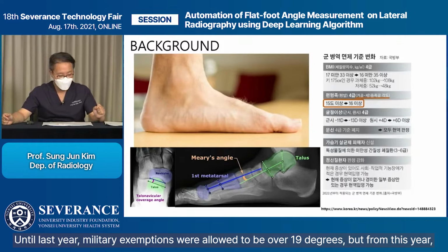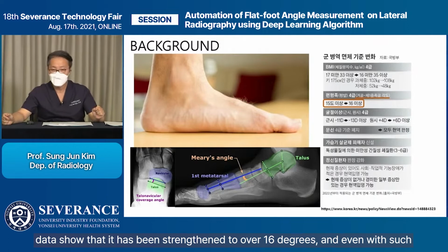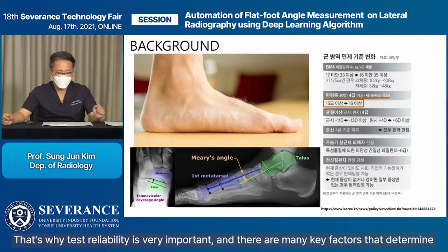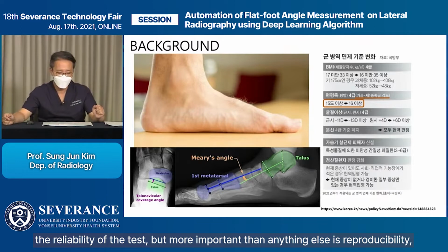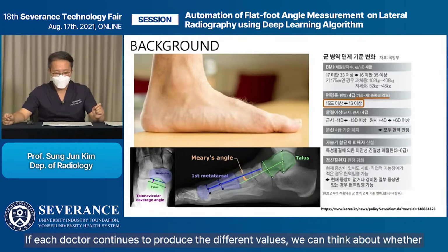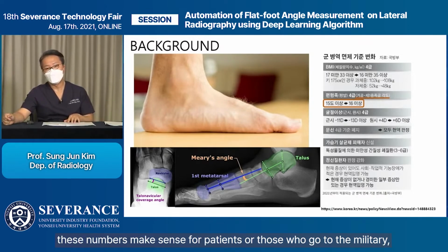Until last year, military exemptions were allowed for angles over 19 degrees, but from this year, data show it has been strengthened to over 16 degrees. Even with such a small difference, military exemptions are determined. That's why test reliability is very important, and there are many key factors that determine the reliability of the test. But more important than anything else is reproducibility, which means there should be no different results every time you measure it. If each doctor continues to produce different values, we can question whether these numbers make sense for patients or those who go to the military.